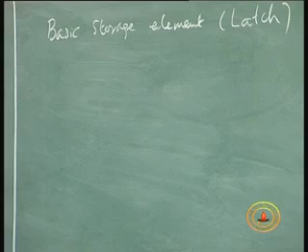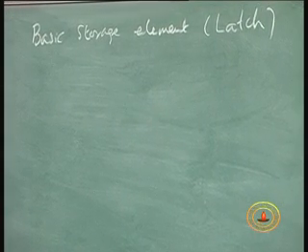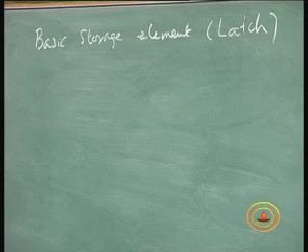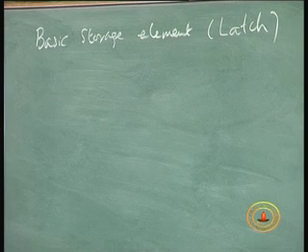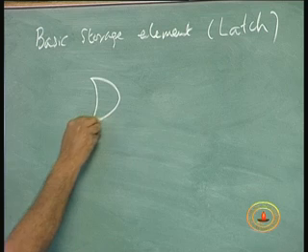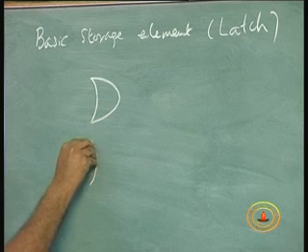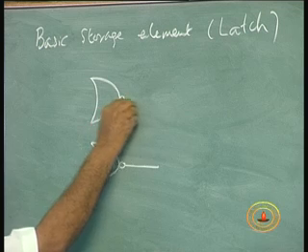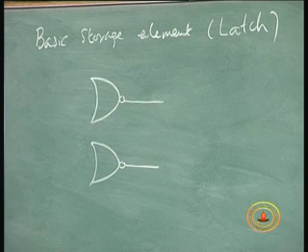As the name suggests, the latch latches on to the data, it latches on to a 1 or a 0. It is not a very complicated circuit, it is a very simple circuit. You know this gate. What are these gates? NOR gates.